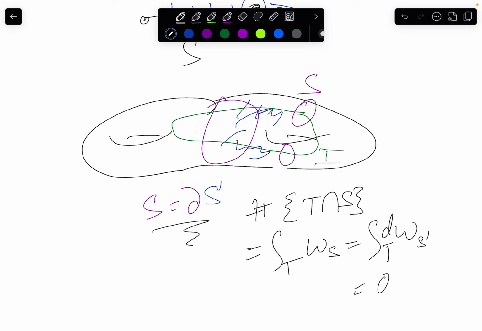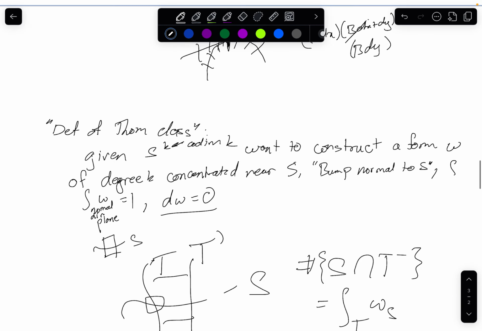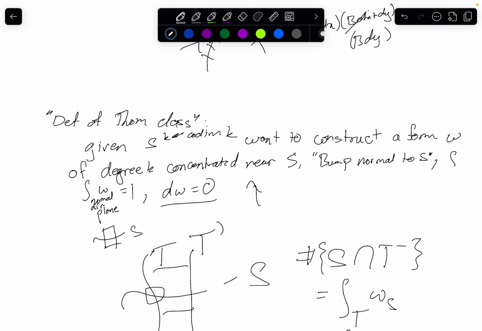Wait, didn't you say that we always wanted to ensure that d omega s was 0? Yeah, so while I was saying that, I said this is not going to always be true. It's going to be true if you have a closed manifold. Have we proven that yet? No, I'm going to prove that you can find one in a bit. But that will imply that for any closed manifold, any intersection of 2 closed manifolds, the number won't change if you deform them. Yeah, I don't think I'll prove that you can find a thing like this.